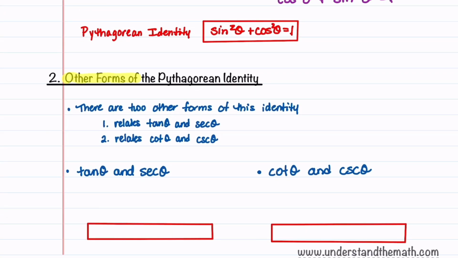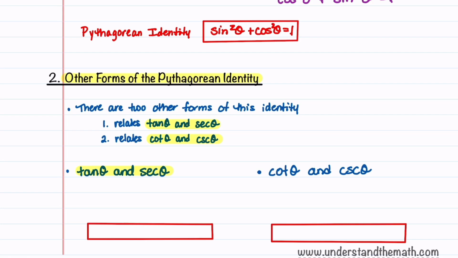There are two other forms of the Pythagorean identity. The first one relates tangent theta and secant theta, and the second one relates cotangent theta and cosecant theta. We'll first find the Pythagorean identity that relates tangent theta and secant theta.